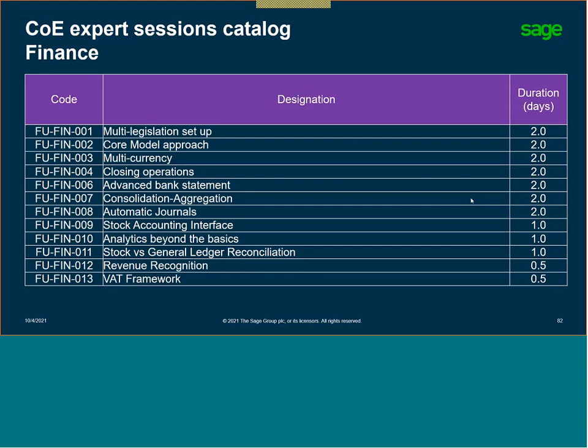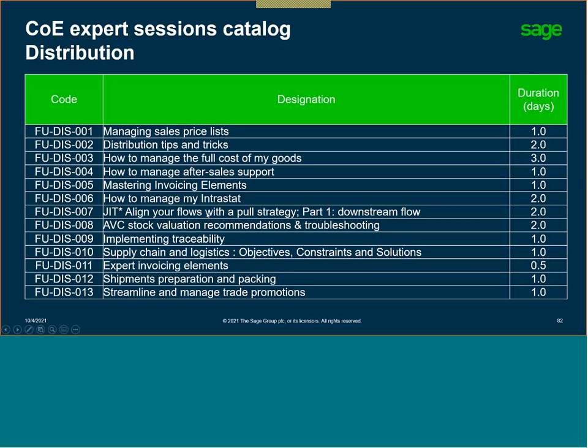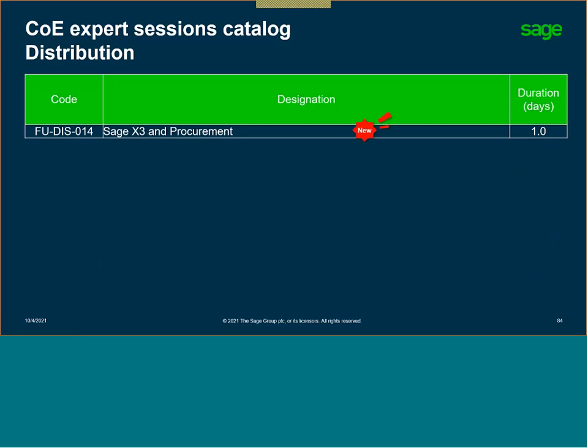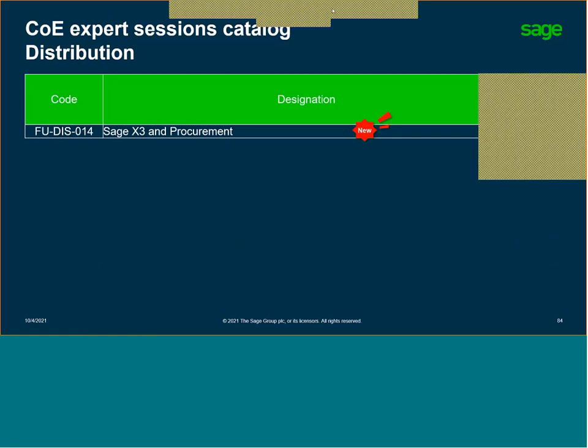So this is the current catalog. It depends on the domain. We sometimes have new features or changes. It's not the case for finance, but you can see the list of the expert sessions delivered by the Center of Excellence. Concerning distribution, we have added a new expert session, that is the Sage X3 procurement.